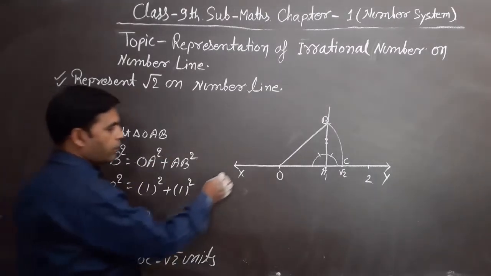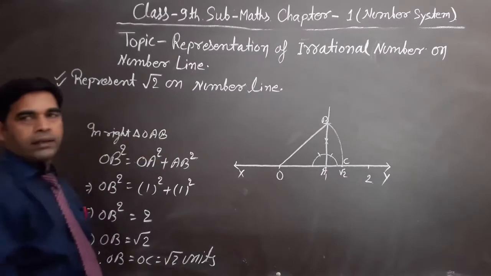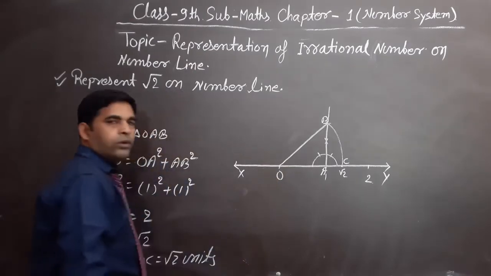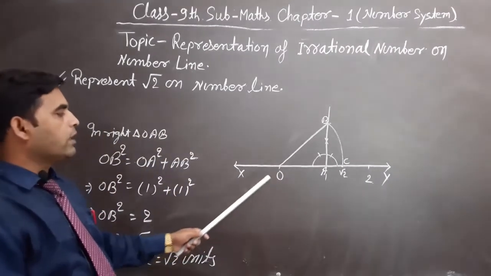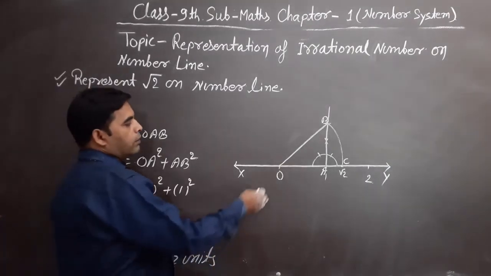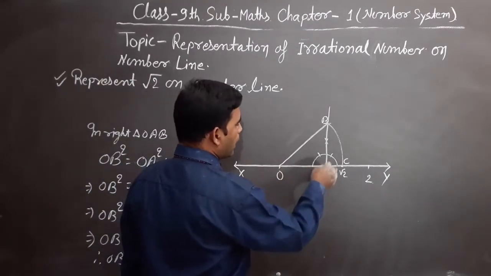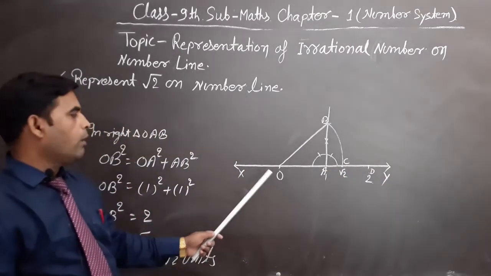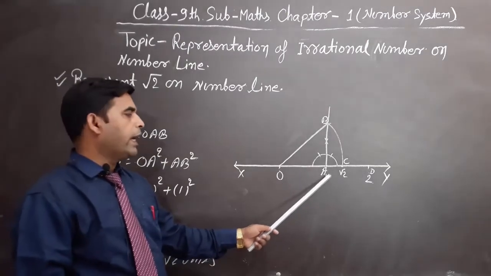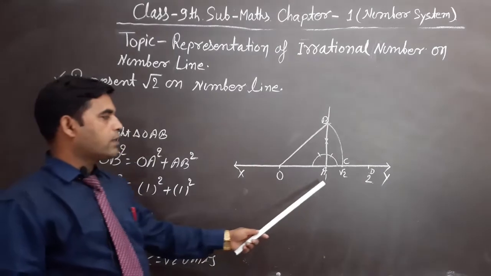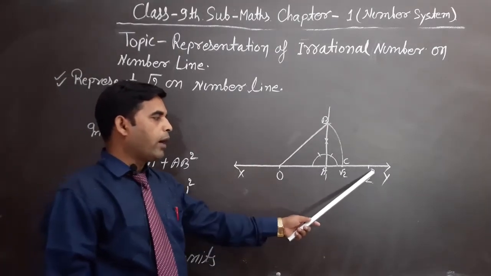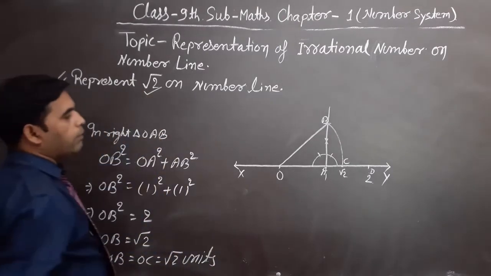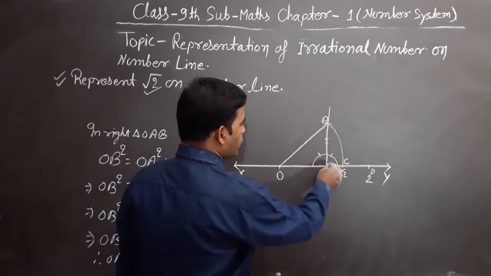For this, first we draw a number line XY, which is a straight line, and then we take a point O, which also represents our digit 0, and we put other points at point A and point D. The distance from O to A is 1 unit, A to D is 1 unit, and that point A represents 1 and point D represents 2. To represent root 2 on the number line, we draw an altitude at point A.